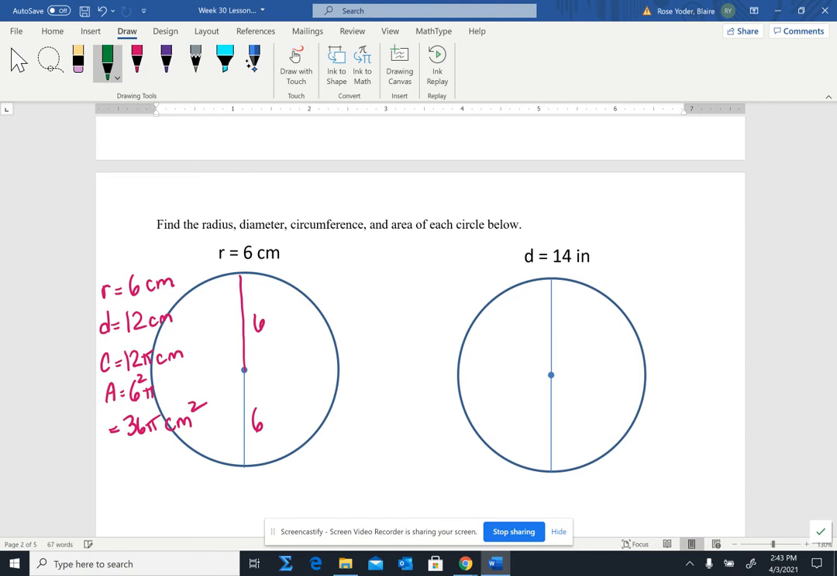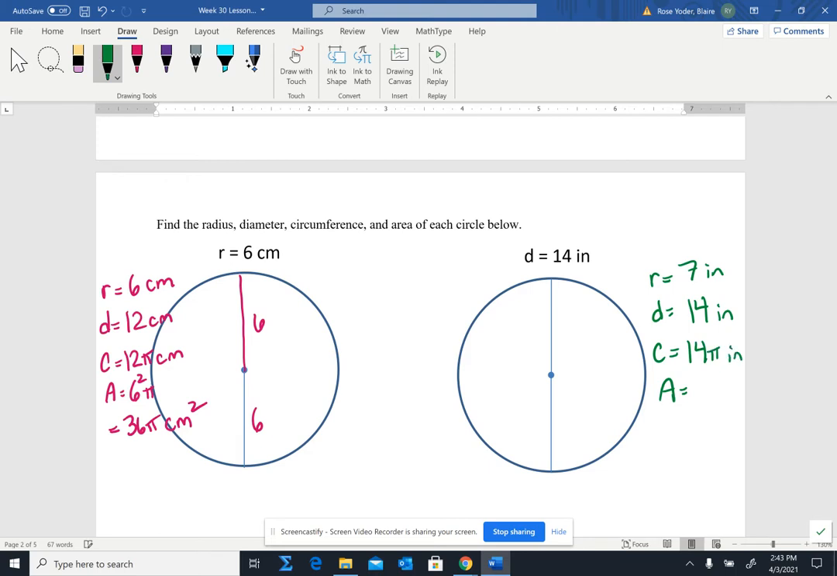So let's try that again for this second example. There's a circle, so RDCA. This time I gave you the D is 14 inches. So what's the radius? Half of that, 7 inches. Circumference is quick if you know the diameter. Diameter is 14, so it's just going to be 14 pi inches.